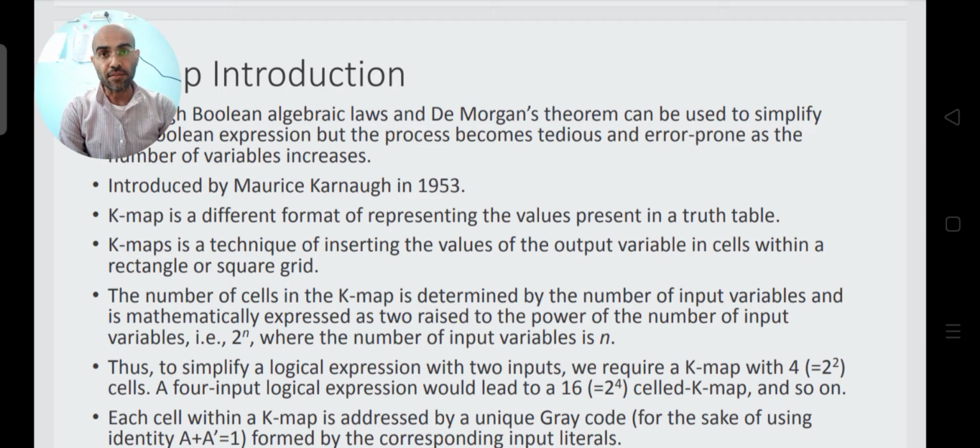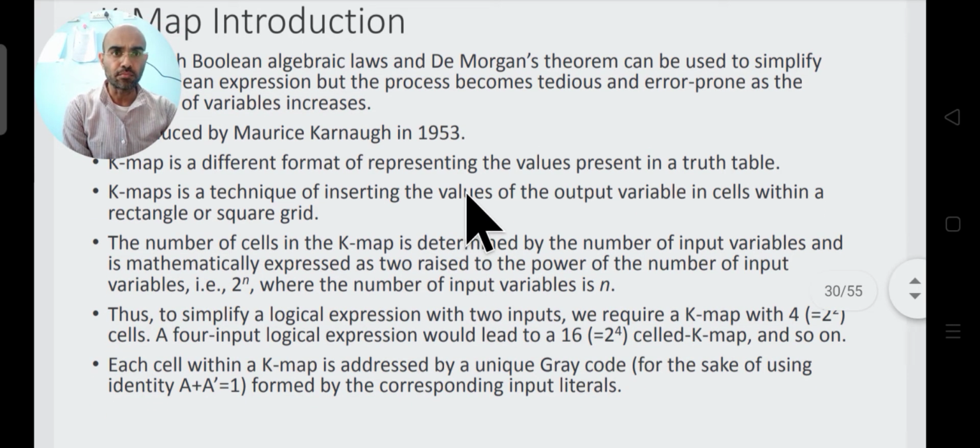If you have 3 variables, 2 to the power 3 is equal to 8, so 8 cells will come in the K-map. Similarly, for 4 variables, 2 to the power 4 is 16, so 16 squares should come in the K-map. If there are n variables, the number of squares in the K-map should be 2 to the power n. This is the very first thing you should know. In the next slide we will see how to draw this K-map, first an empty K-map, and then how to fill the entries for various variables.